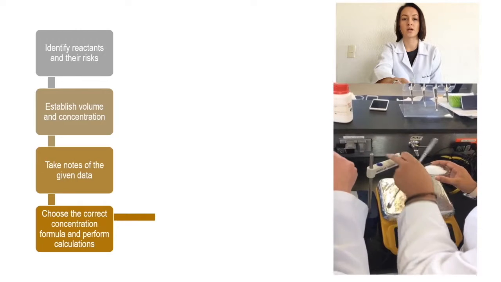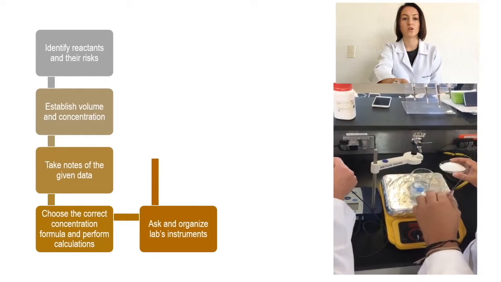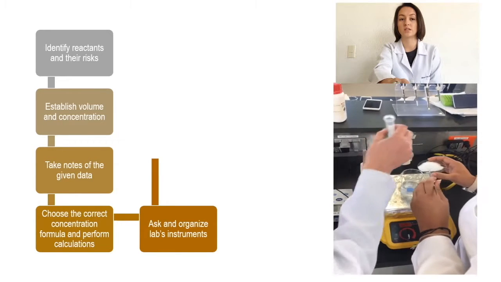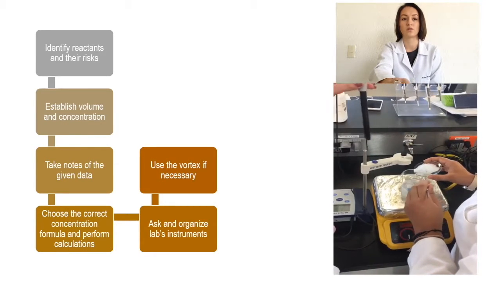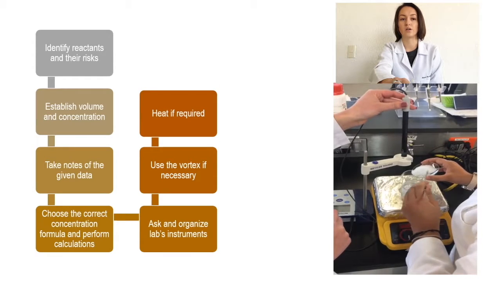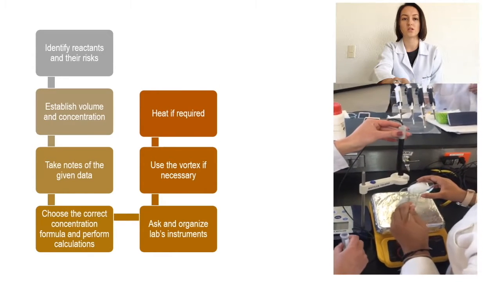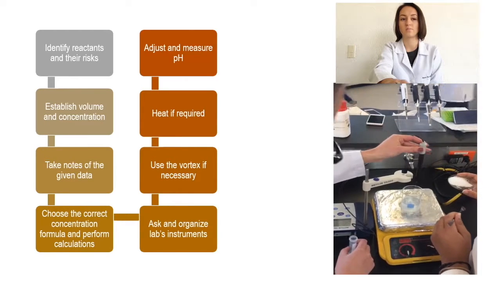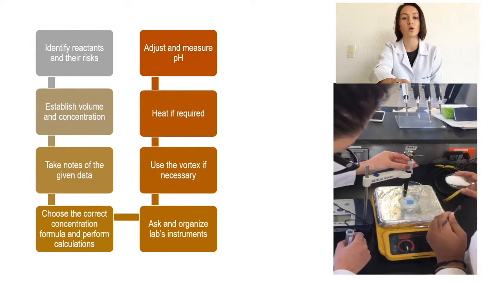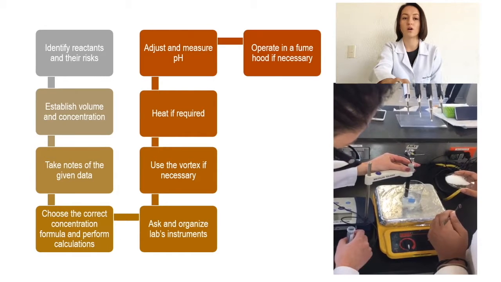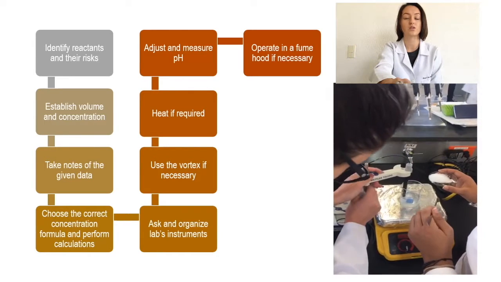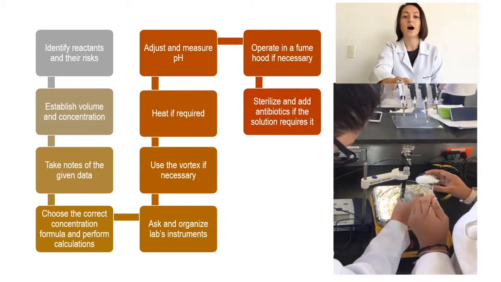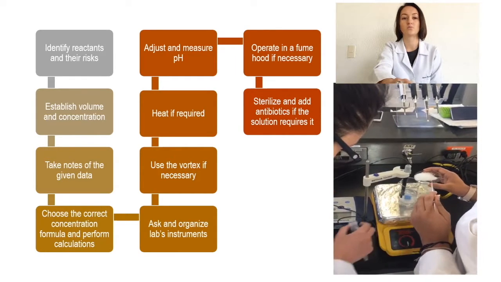Continue to organize the lab's instrumentary. Consider different aspects of your solution. If it requires mixing, then use a vortex. If it requires heat, then use a Bunsen burner. If it needs pH to be adjusted, then get the acid and basic reactants, gloves, and the pH meter. If it requires ventilation, then work in the fume hood. If it requires to be sterile, then work in the biological safety cabinet. If it requires an antibiotic, then add it after the sterilization process.